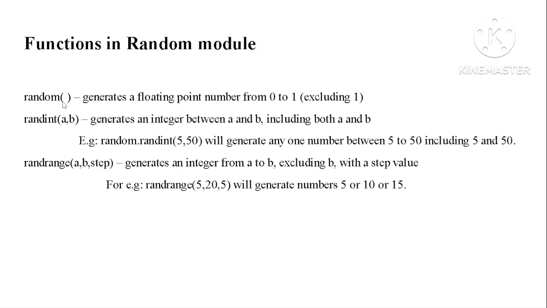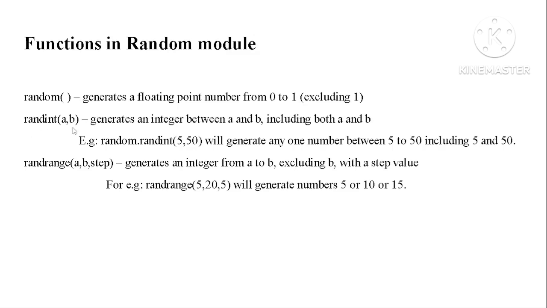Random will generate a floating point number, and the number will range between 0 to 1. Which means it will generate 0.0, 0.0000765, 0.569, some number up to 0.9999, but 1 will not be included. So random will generate a floating point number less than 1. It may also be 0. So the lower limit is included, upper limit is not.